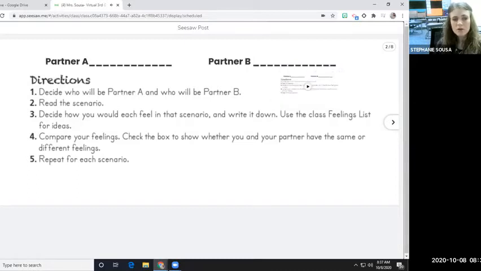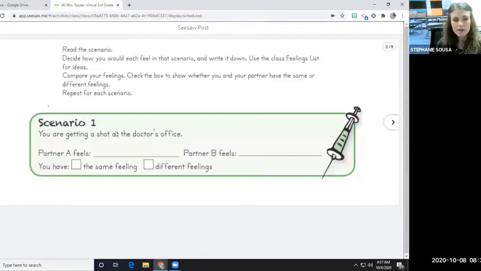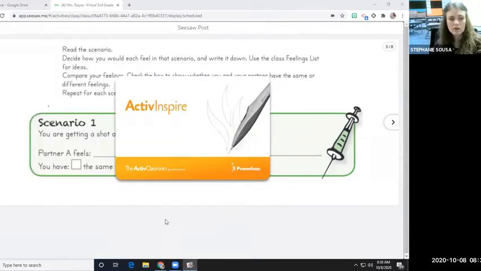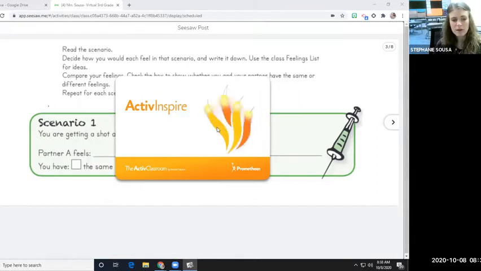All right, so you're going to see some scenarios which look like this. Read the scenario. Decide how you would feel and write it down. Use the class feelings list for ideas. Compare your feelings. Check the box to show whether you and your partner have the same or different feelings. Repeat for each scenario. So, you are getting a shot at the doctor's office. If I were getting a shot at the doctor's office, I would record that I would feel nervous. Nervous is an emotion that I experience when I have to get a shot. So, this is what it would look like.